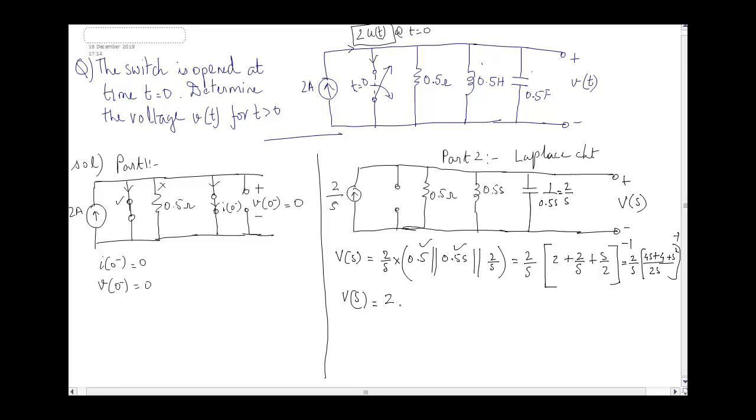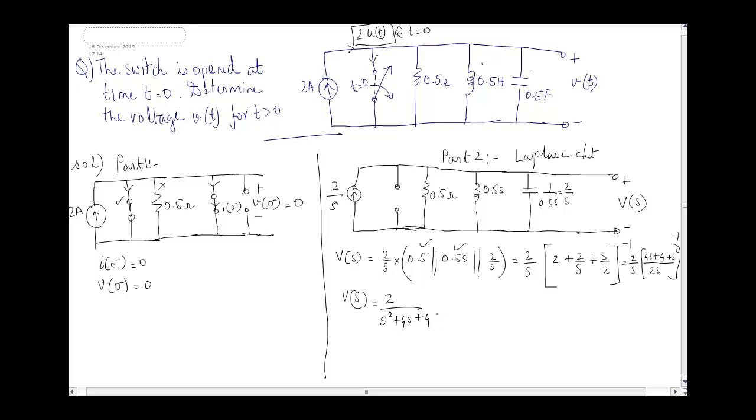I will get 2, not multiplied with S, 2 divided by S square plus 4S plus 4.